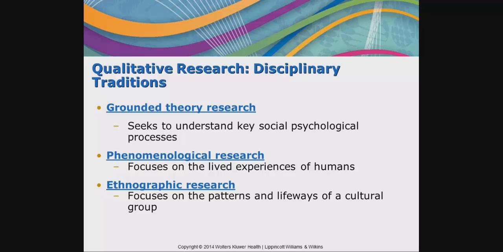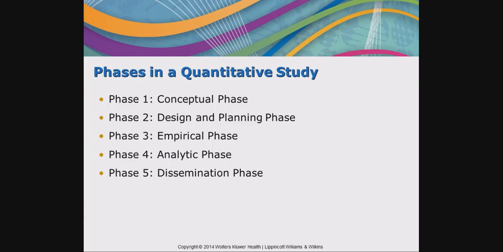Ethnographic research really looks at the portrait of a people, looking at patterns and lifeways. And one of the studies I recently read for ethnographic qualitative research was a study of families and the family presence and surveillance during weaning from prolonged mechanical ventilation, and what those patterns and what their thoughts and lifeways were. It was really enlightening to read. So, those are the major types of qualitative research.